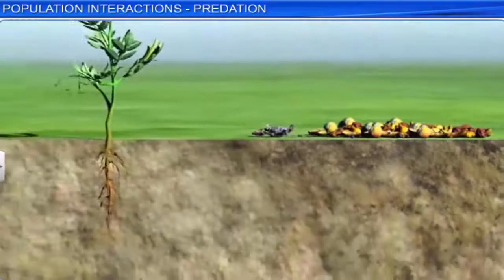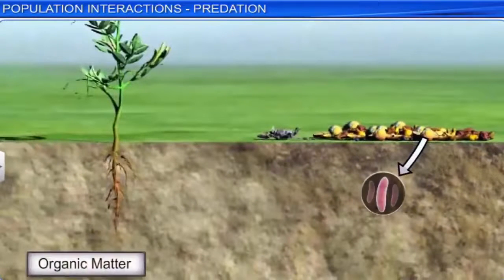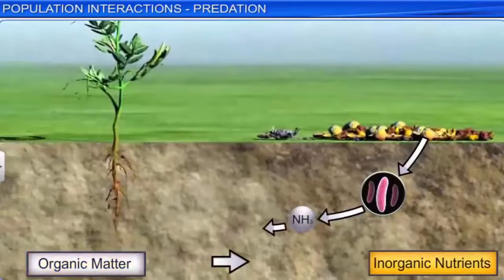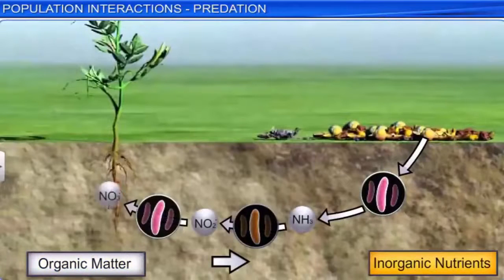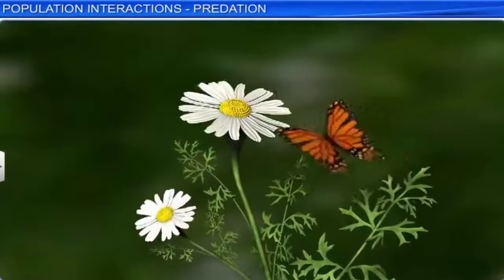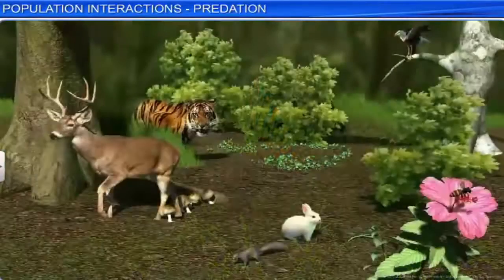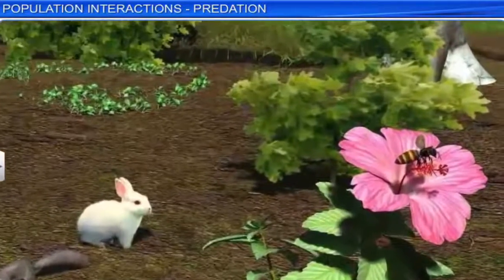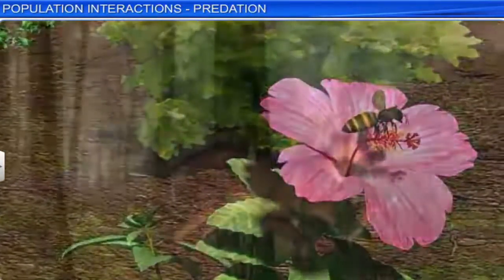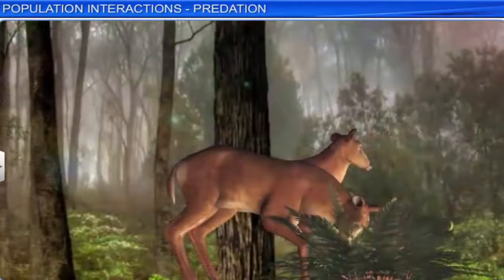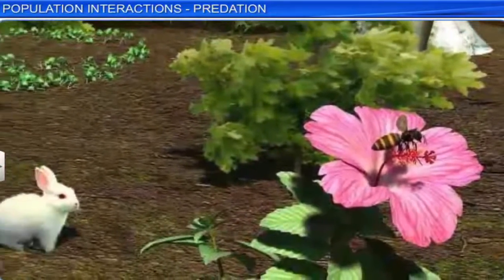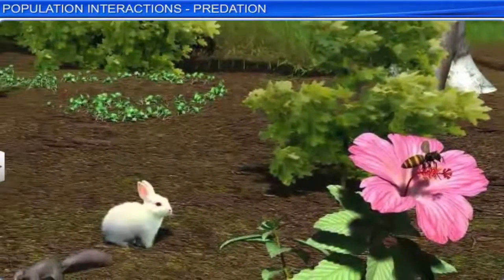Plants, for instance, need soil microbes to decompose organic matter into inorganic nutrients, which are needed for their growth. Also, many plants depend on birds and insects for pollination. Just as plants depend on animals for their existence, animals too depend on plants directly or indirectly for their survival. As a result, in any habitat, plants, animals, and microbes interact in various ways to form a community.